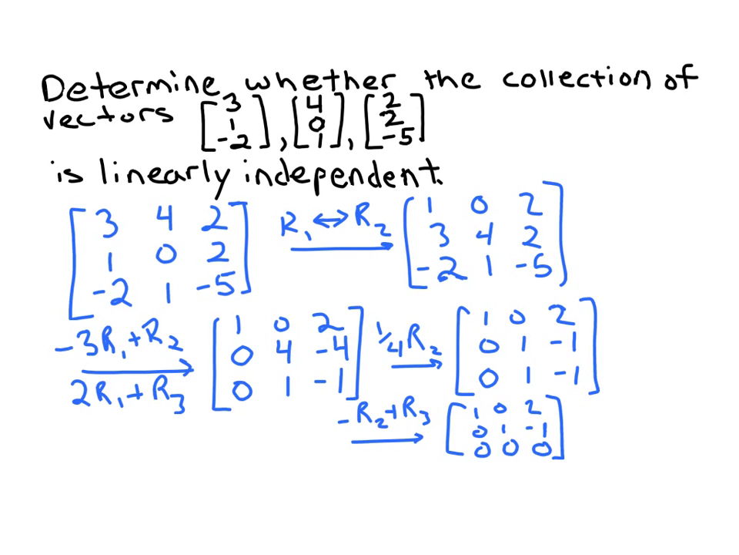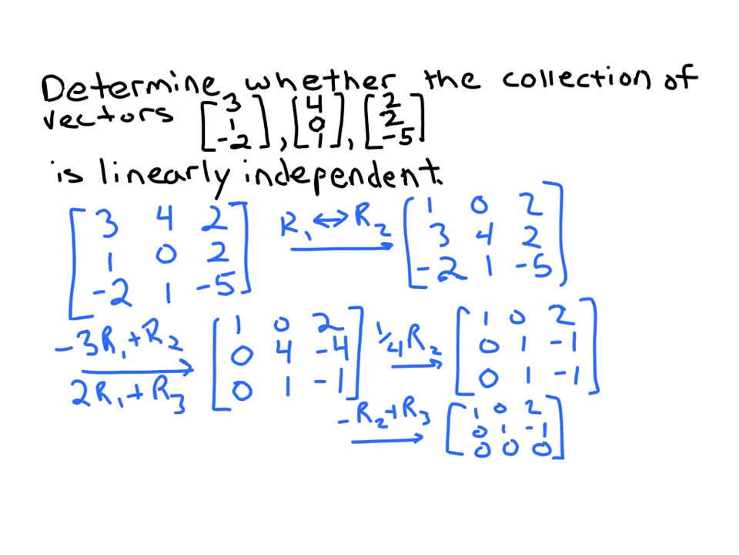Since we do have free variables, so there is a column that does not contain a pivot, there is a free variable. If we're going to write out the solution set, x3 would be a free variable. And that guarantees that the corresponding homogeneous system has a non-trivial solution, which means that this collection of vectors is linearly dependent.